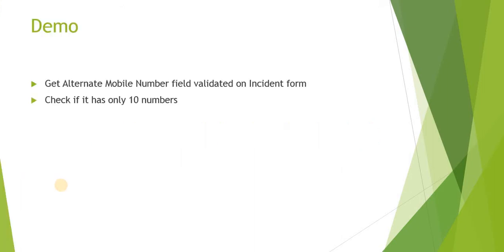So in this demo I have created a custom field called alternate mobile number, and we will be validating this field while we are submitting the form. We will check if it has only 10 numbers, no other characters, and the number of characters should be 10. This can also be done with an onChange client script, but the problem with onChange is that it will only validate when the value of the field has changed, and the user will be able to submit the form with the incorrect value. Let me show you a demo.